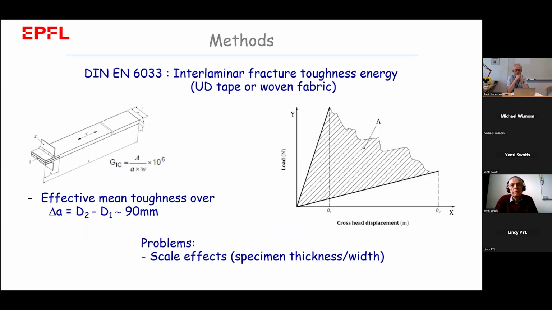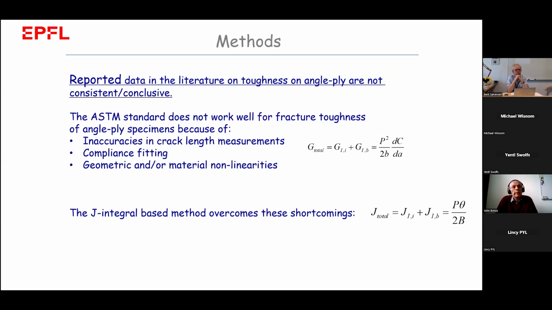There's another method to measure mode one fracture toughness on UD tape or woven fabric. It is the DIN 6033, I think it's mostly used by aerospace. It's again a DCB specimen. This standard measures the energy from the load displacement curve of a crack increment of about 90 millimeters. All right, it's nice, but the problem is the scale effects of delamination.